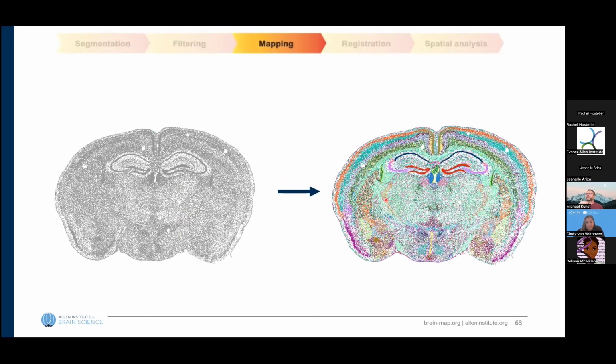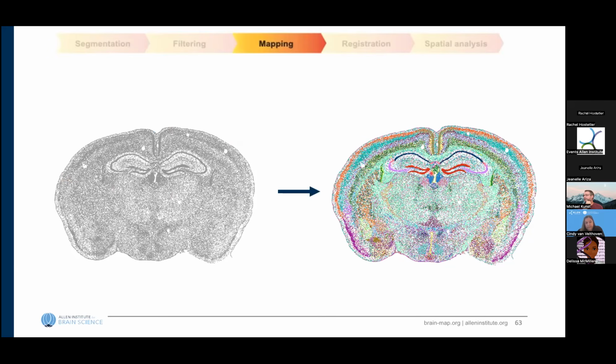So ultimately what happens with that is you start from these unlabeled cells of this coronal section here and can assign them all to the individual. In this case, I labeled them by subclasses. And you can already appreciate the high spatial regional specificity of individual cell types.